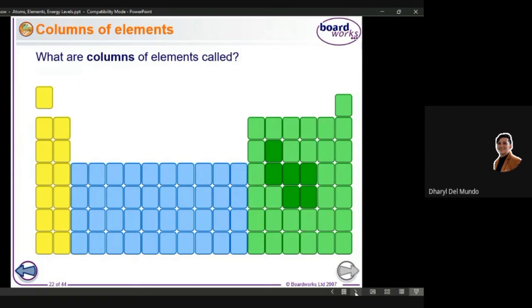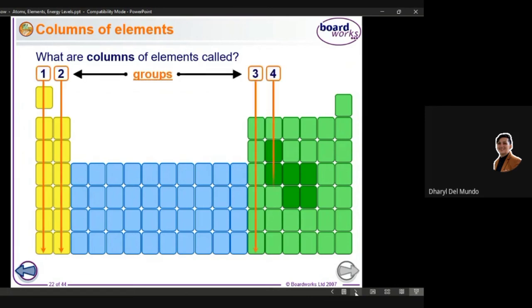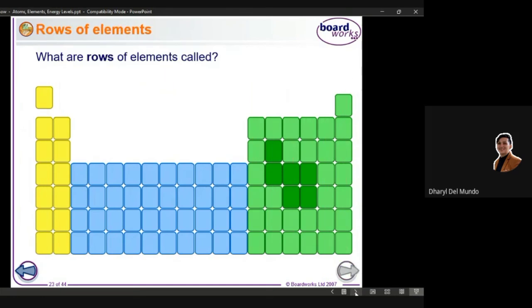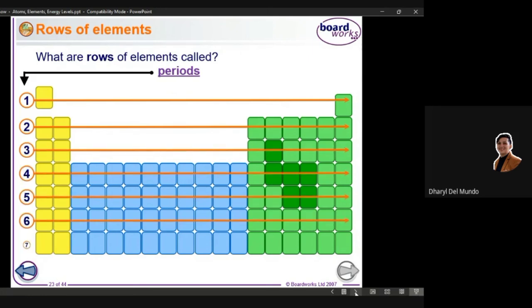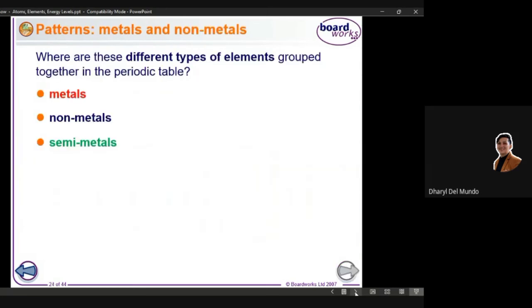Alright, so the columns of the elements are called groups or families. So we have 1A, 2A, up to 8A. Alright, and of course, the rows of the elements are called periods. So we have 7 periods and we have 8 groups. Always remember that we have 8 groups and we have 7 periods.